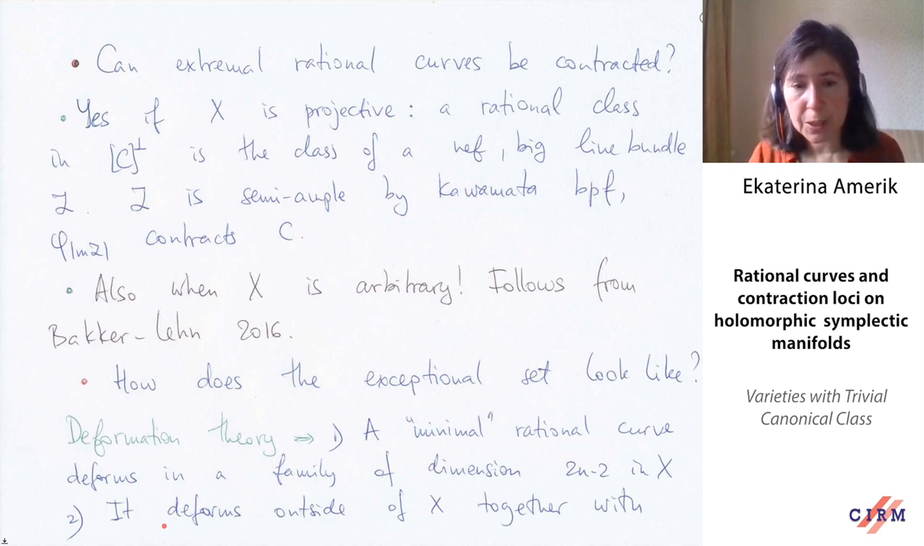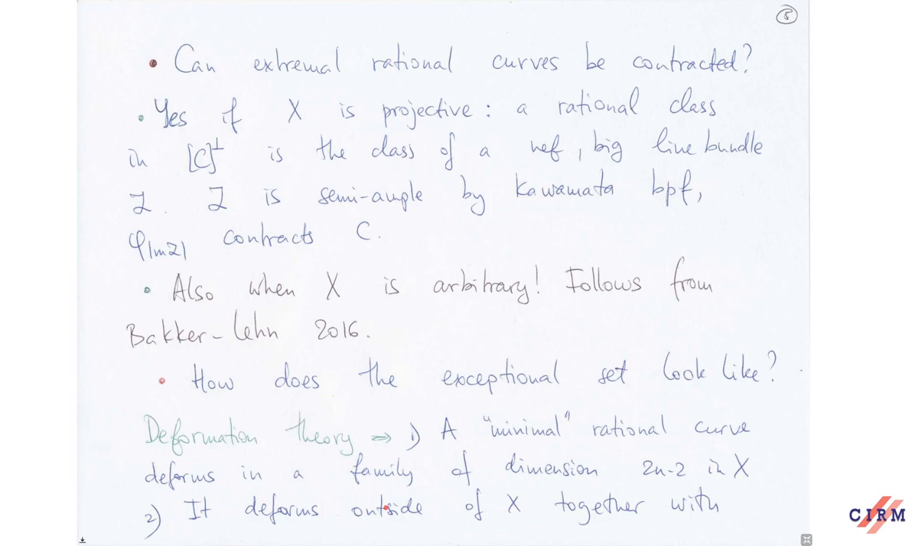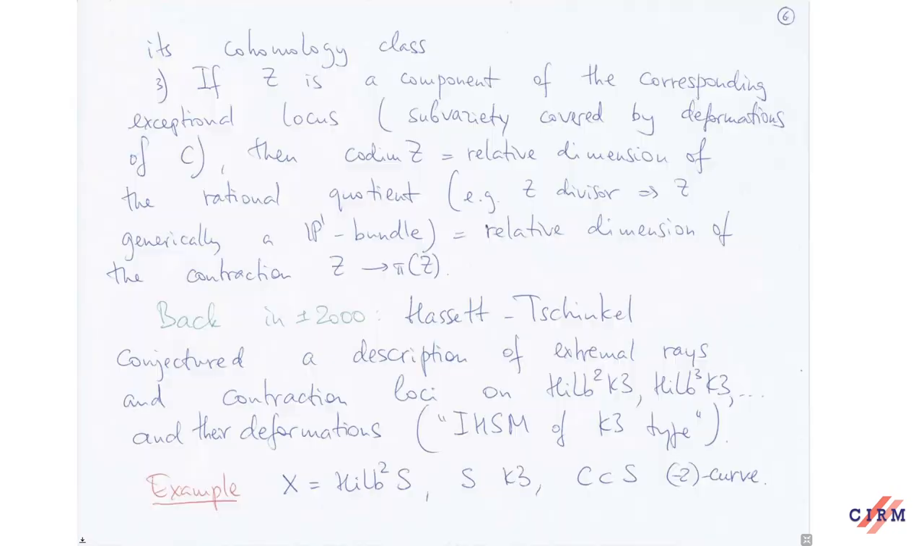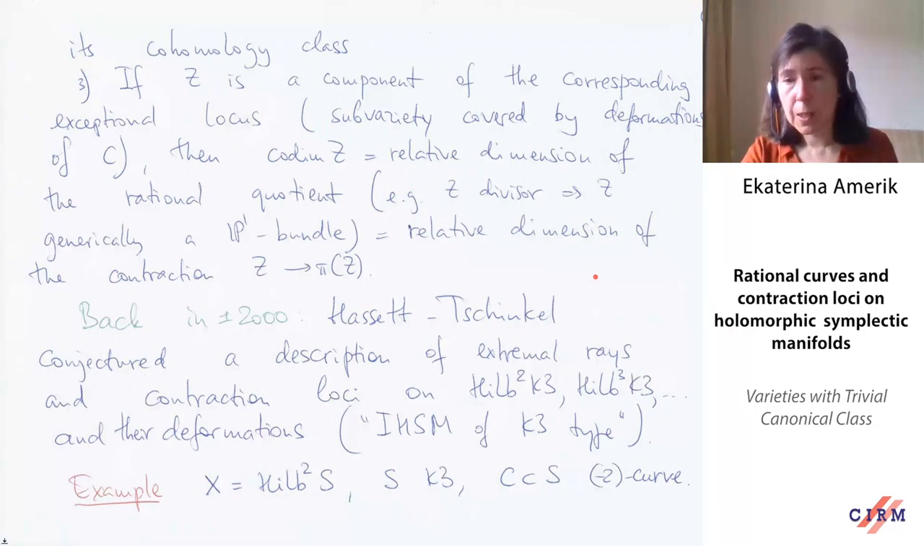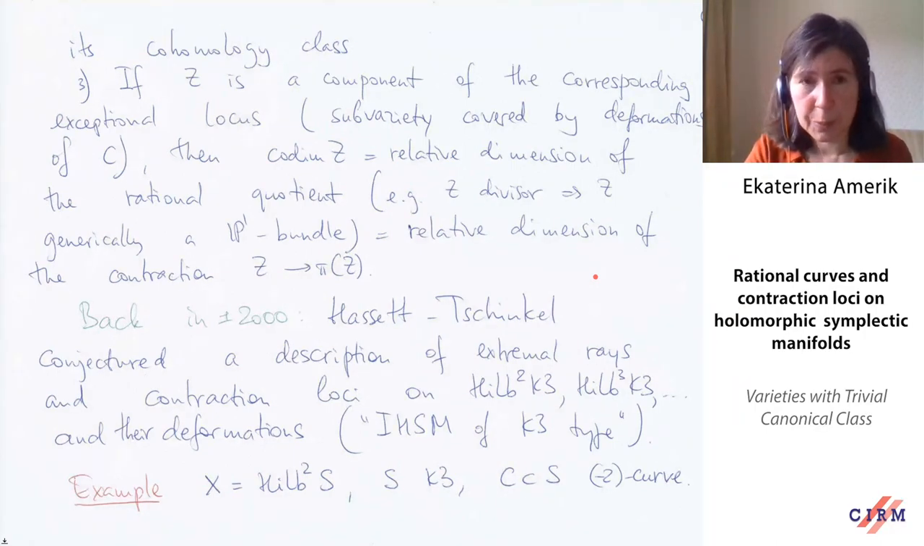Next remark is that such a rational curve deforms outside of X together with its cohomology class. This is also something which has been exploited in many papers already, and it's something specific for hyperkähler manifolds. Finally, a little bit about the geometry of the uniruled loci. Let's suppose, for simplicity, that they are already exceptional loci, that they are already contractible.